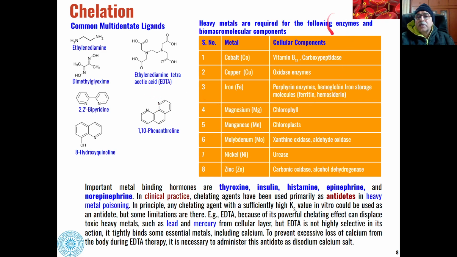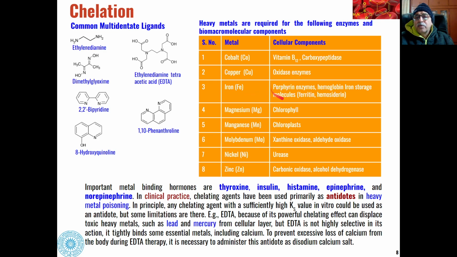Then in case of enzymes and biomacromolecular compounds, there are different types of metal ions which are required for the action or activity of these enzymes or biomacromolecules. For example, in case of vitamin B12, we know cobalt metal ion is present, which will form a chelating complex with the rest of the structure of the vitamin B12. Similarly, carboxypeptidase, it contains cobalt. Oxidase enzymes, they contain copper.